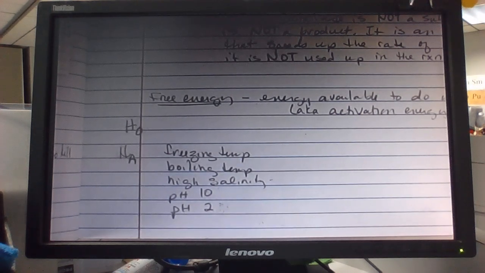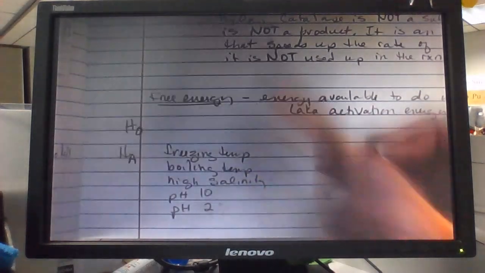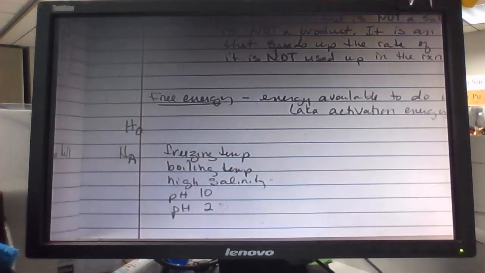So you need to choose one. Which environmental factor has the most effect on enzyme action? And write a hypothesis. Make it a somewhat explanatory hypothesis. So you choose one of these: blank will have the most effect on enzyme action because, and tell me why you chose that one.